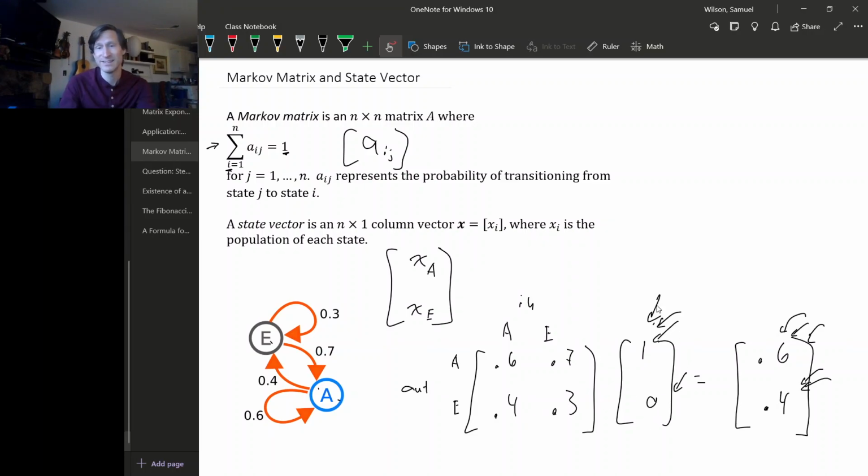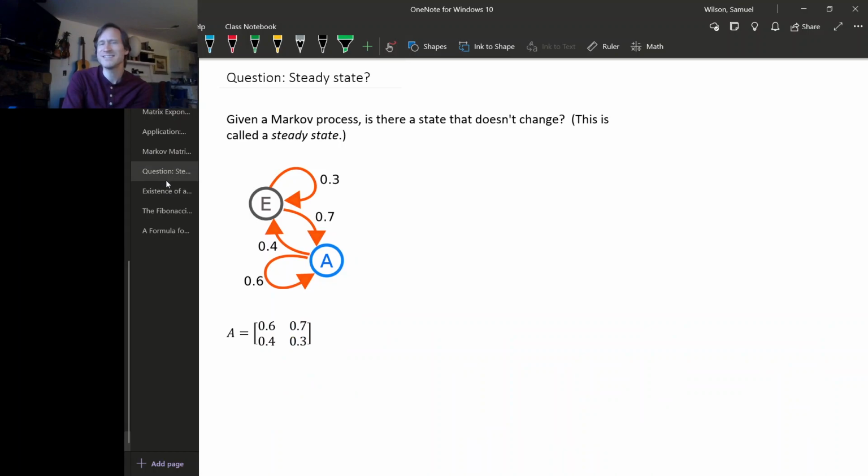Something that's worth checking is if you start with a state vector whose entries add up to 1, and you multiply by a Markov matrix, then the resulting state vector also has entries that add up to 1. So that's a good little exercise. All right. So this is sort of the setup for a Markov process or a Markov chain. We have a transition matrix. We have a state vector. And there's actually a state vector for every step in time. And to get from one step in time to the next step in time, you just multiply by the transition matrix. All right. But that brings up an interesting question, which is, is there a steady state?